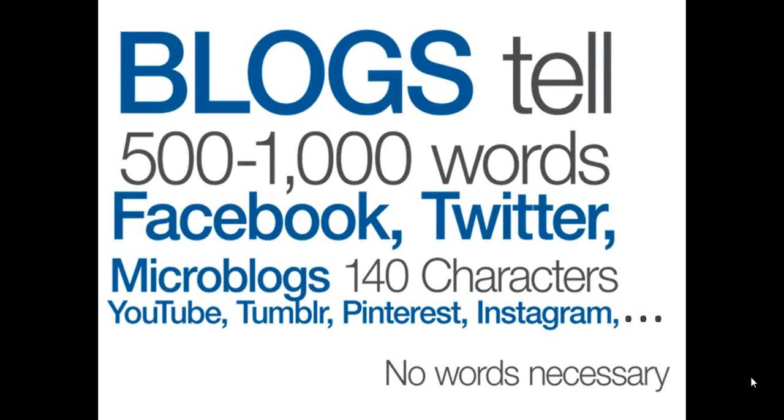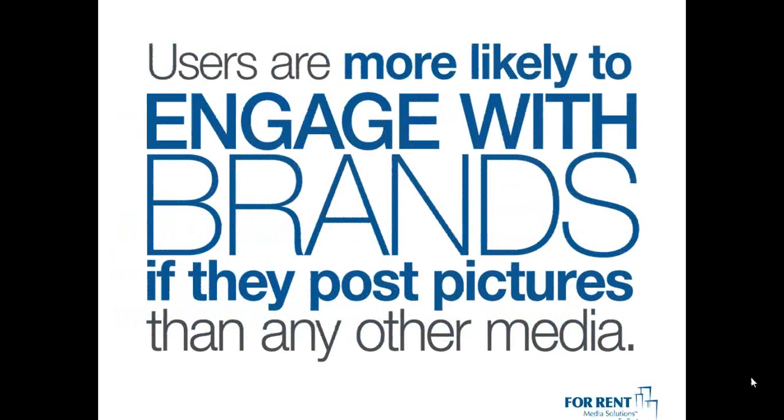So the shift in visual social media reflects that as we've gone from strictly blogging, say 500 to 1,000 words, to microblogging, using networks like Facebook and Twitter, and then becoming primarily visual nowadays, using networks like YouTube, Tumblr, Pinterest, and Instagram. And we're seeing that users are more likely to engage with brands if brands post pictures as opposed to any other content.